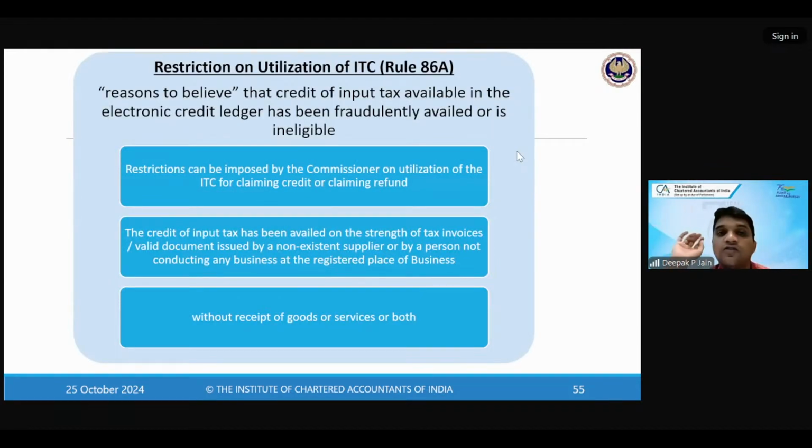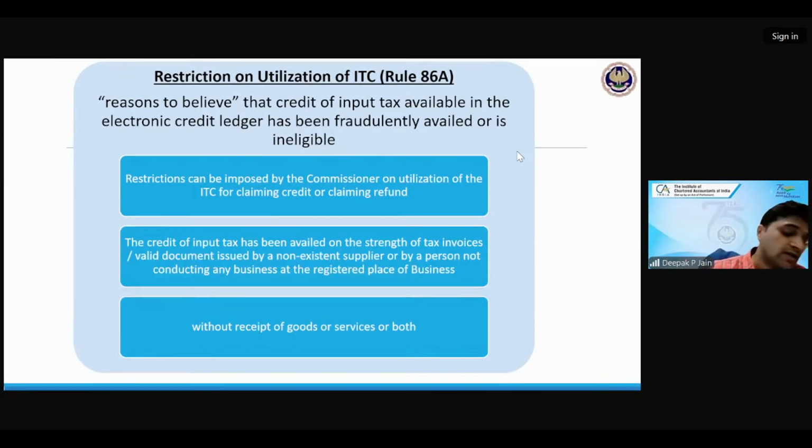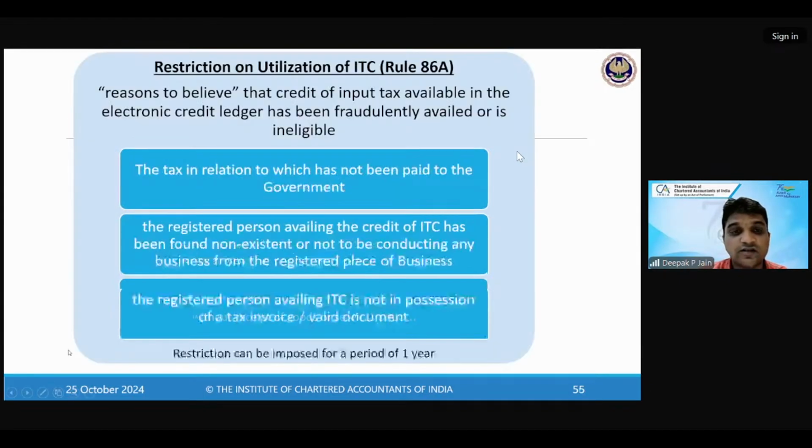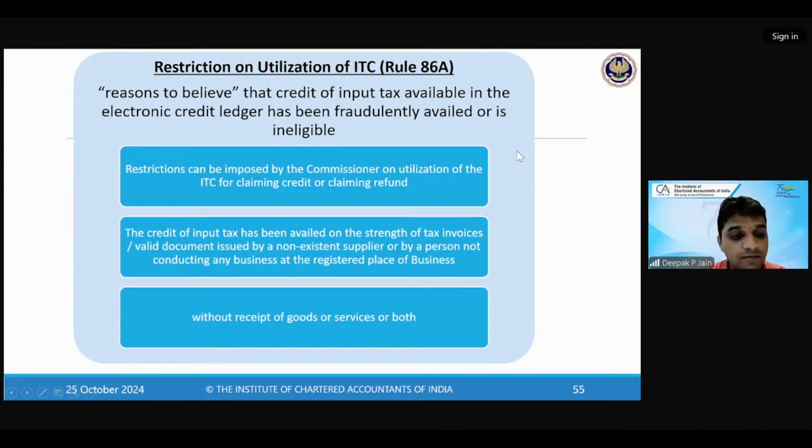Now, there is some restriction on utilization of ITC. Whatever ITC is there, I can utilize, yes. But where the proper officer has reasons to believe that the ITC in the credit ledger has been taken fraudulently, then he can impose a restriction. Sometimes people take ITC in a fraudulent manner. To block that, there is a special power given to the proper officer saying that if you find the credit is fraudulently taken, you can impose restriction. The restriction can be imposed by the commissioner on utilization of the ITC, saying they will block your credit.